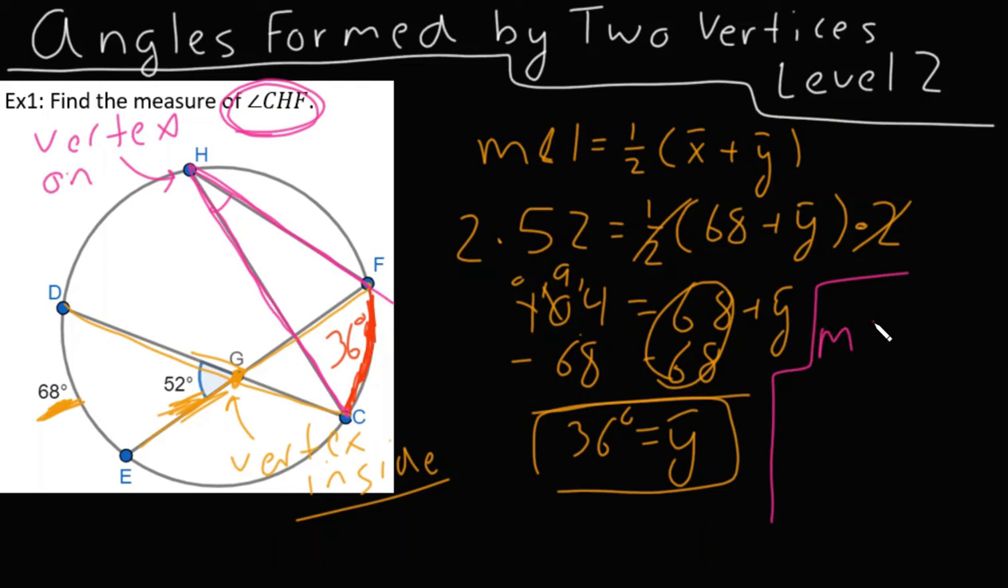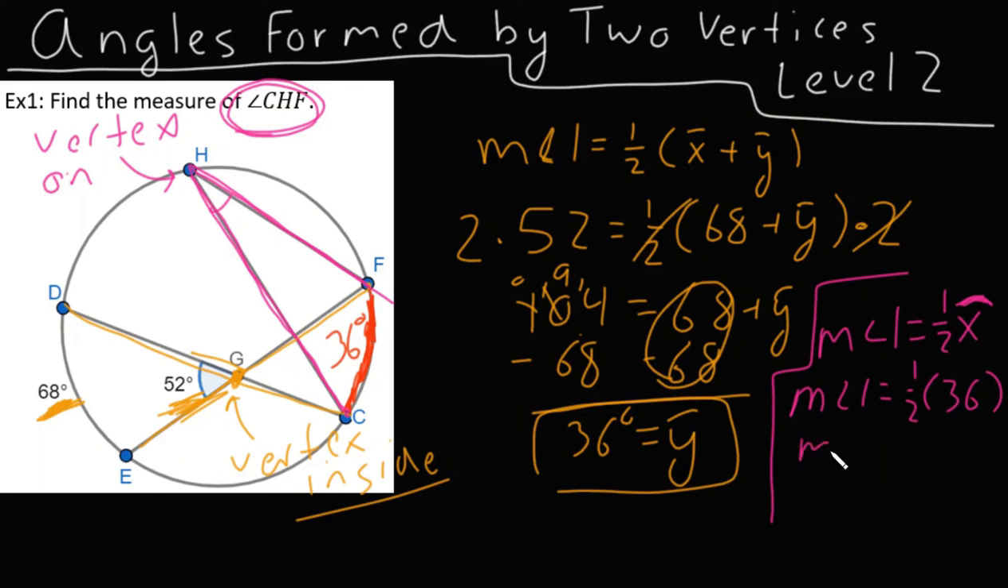The measure of angle 1 equals 1/2 arc X. Very simple formula. Let me even make that arc a little bit nicer. So let's plug in the things that we know. We know we have the measure of angle 1, what we're looking for, is equal to 1/2 times, and we see of course that subtended arc is 36 degrees.